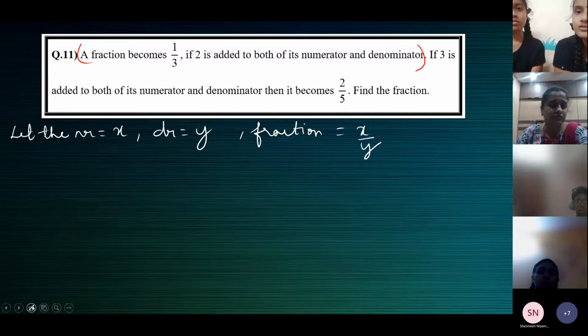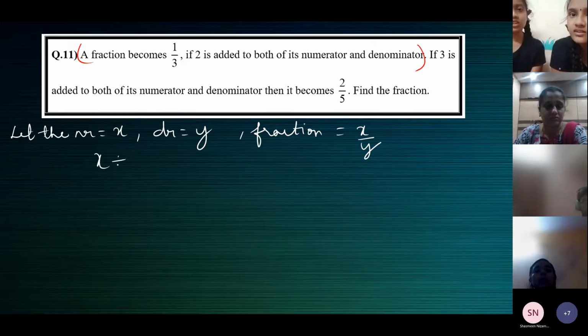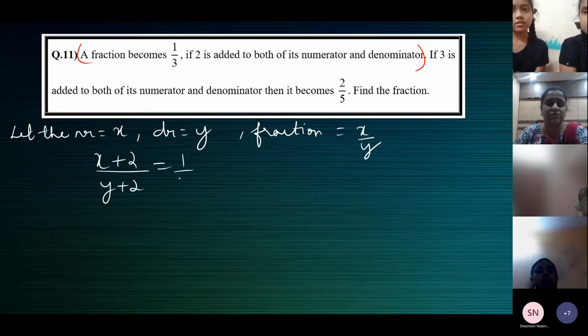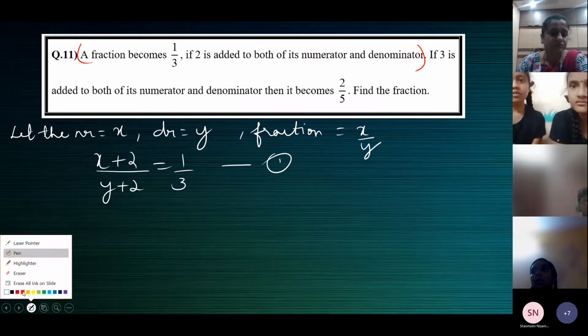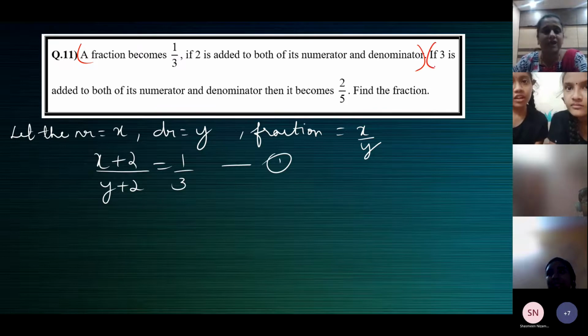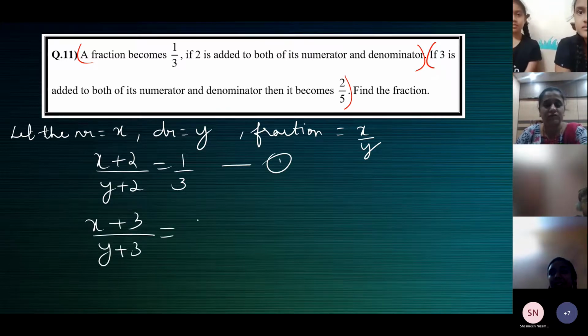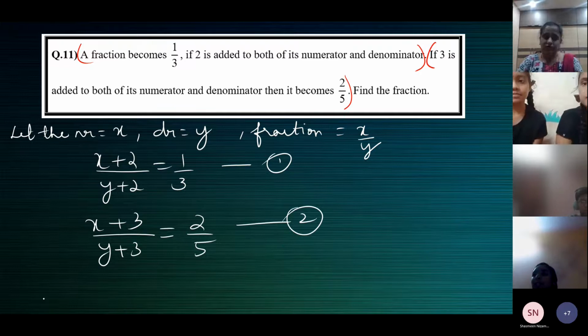So what will be the equation? X plus 2 by y plus 2 gives 1 by 3, ma'am. Is equal to 1 by 3. Very good, Sneha and Harini. What's the second equation? If 3 is added to both its numerator and denominator, then it becomes 2 by 5. X plus 3 by y plus 3 gives 2 by 5, ma'am. Gives meaning equal to 2 by 5, correct? Correct, very good, thank you.